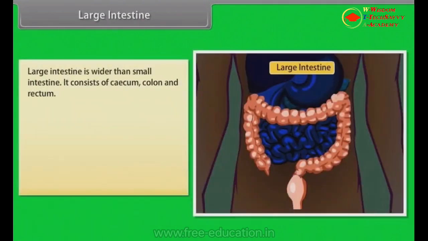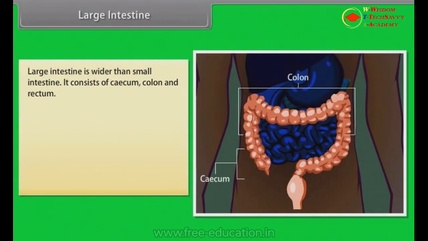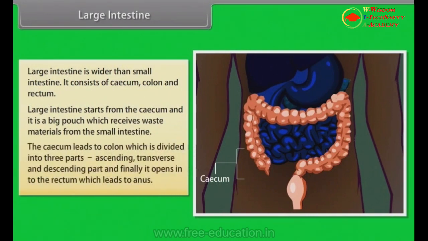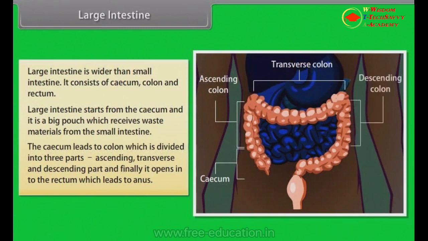Large intestine. The large intestine is wider than the small intestine. It consists of caecum, colon and rectum. The large intestine starts from the caecum, a big pouch which receives waste materials from the small intestine. The caecum leads to the colon, which is divided into 3 parts: ascending, transverse and descending, and finally it opens into the rectum, which leads to the anus.